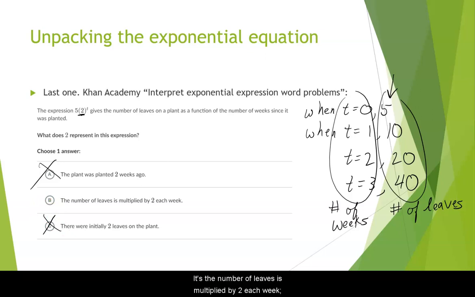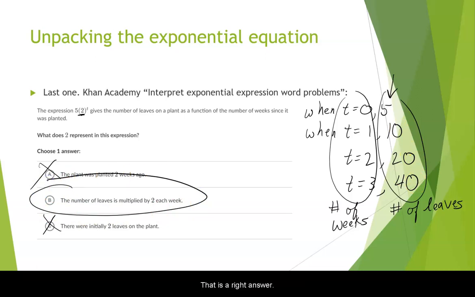It's the number of leaves is multiplied by 2 each week. And sure enough, when we increase t, what we were doing is we were multiplying by another 2. 5 times 2 is 10, times 2 is 20, times 2 is 40. That is our right answer.